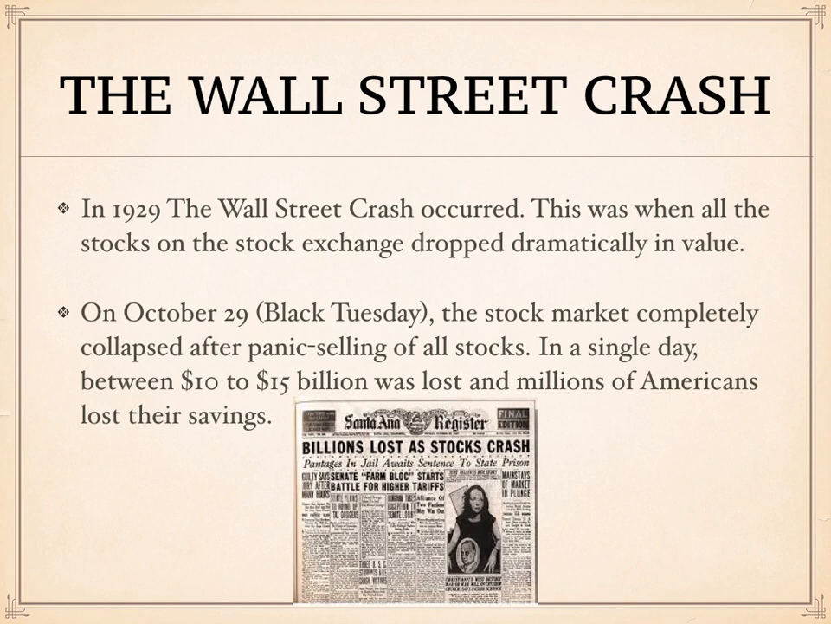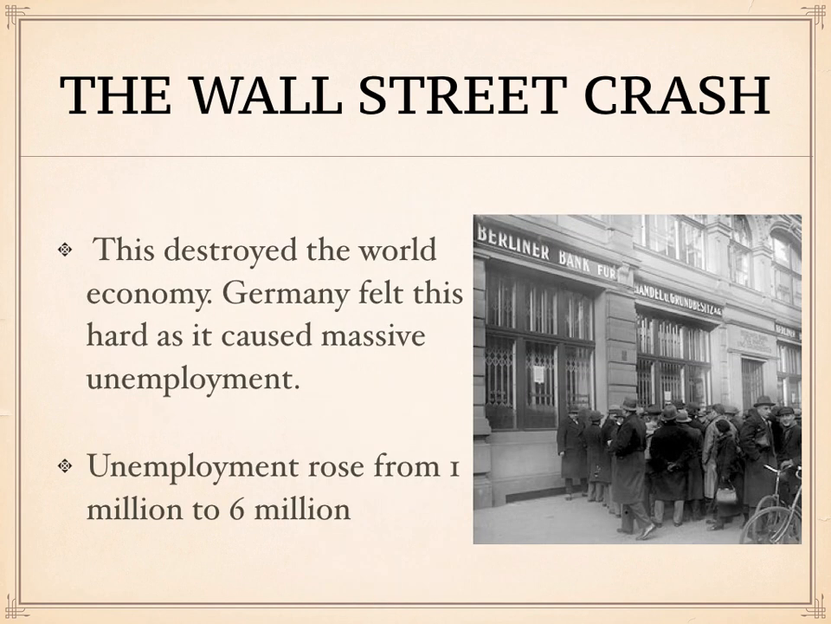And millions of Americans lost their savings. This destroyed the world economy. Remember, America was the biggest country at the time, and we were living in a global world now where something that happens in America is going to massively affect Europe, and it had a huge knock-on effect in Germany. It caused massive unemployment. Unemployment rose from 1 million to 6 million, which is about a third of the working German population.